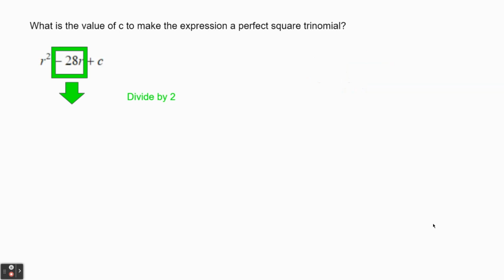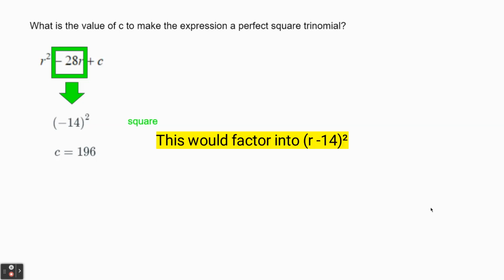So the method we're going to do is divide by 2, and we get negative 14. Then we're going to square it. After you square it, you get a value of positive 196. What does that mean? Well, that means that if we were to have r squared minus 28r plus 196, that would actually factor into a perfect square.